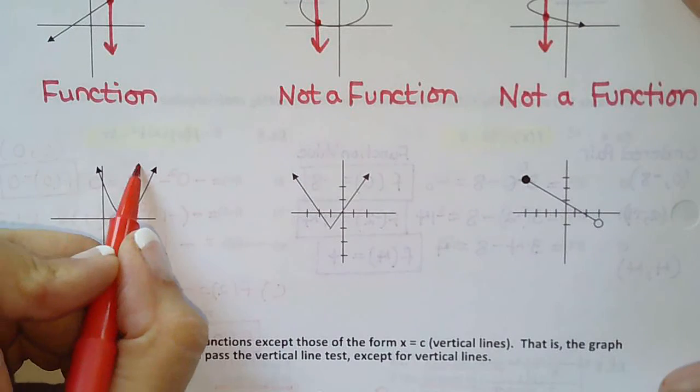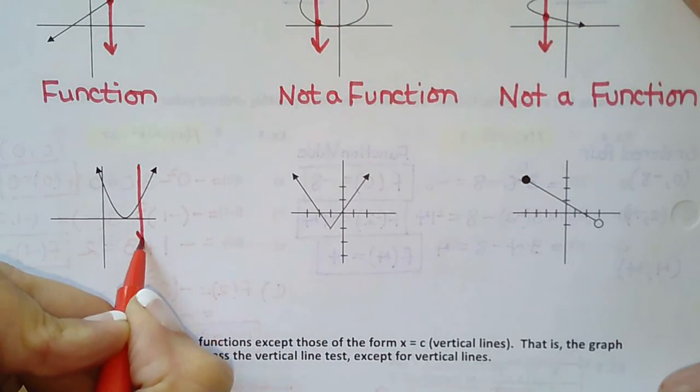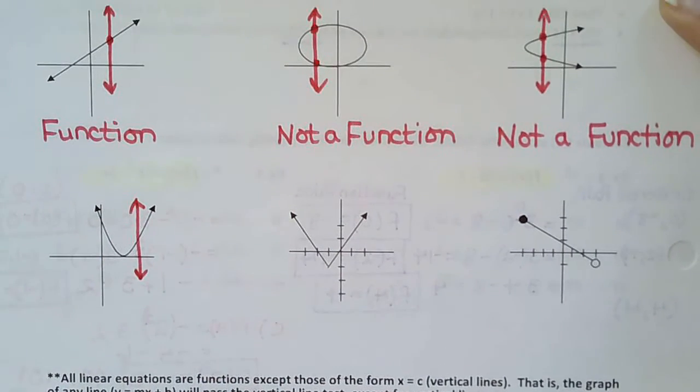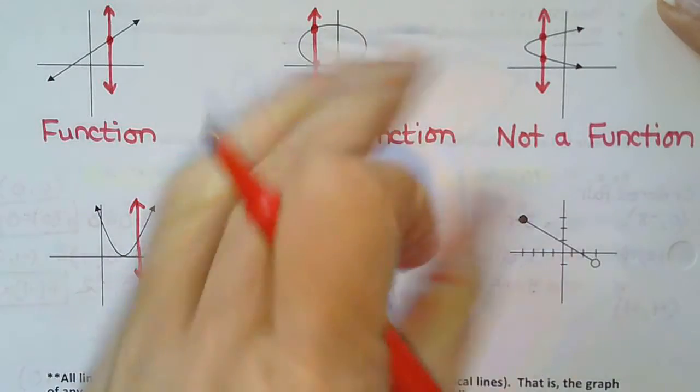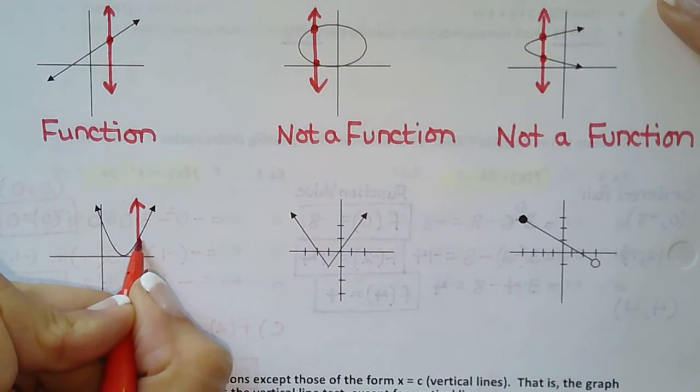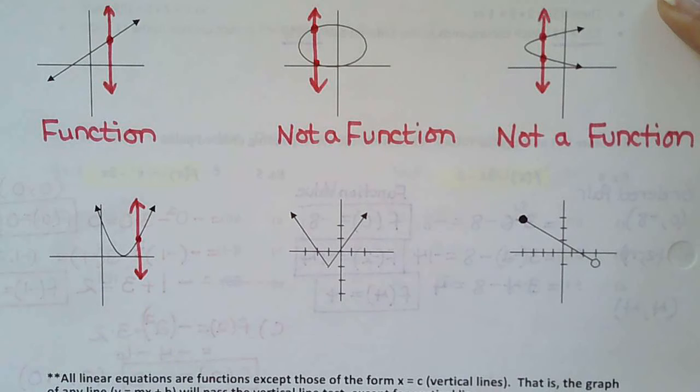So when we pass a vertical line through this parabola, this is a vertical parabola. This was called a horizontal parabola. See, they're the same shape, but vertical, open up or down, horizontal, left or right. Since this line only intersects it in one point, this is a function.